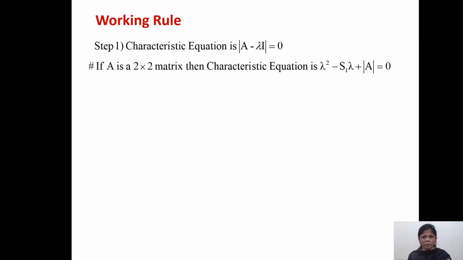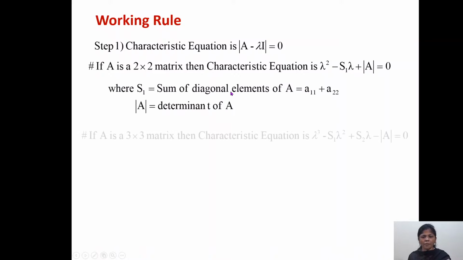Here we would like to see what the characteristic equation is in the simplest way if A is a 2 by 2 matrix. We can write it as lambda square minus S1 lambda plus determinant of A equal to 0, where S1 is the sum of diagonal elements of A. If A is a 2 by 2 matrix, then its diagonal elements will be A11, A22. The sum of these two is S1, and we can find the determinant for a 2 by 2 matrix.